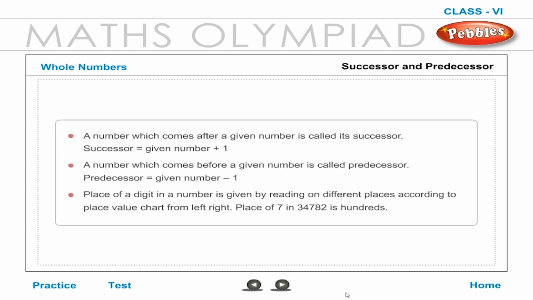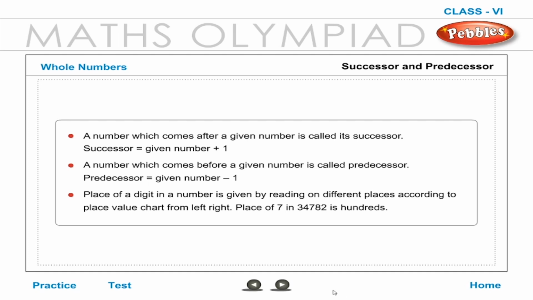A number which comes after a given number is called its successor. Successor is equal to the given number plus 1. A number which comes before a given number is called its predecessor. Predecessor is equal to the given number minus 1.